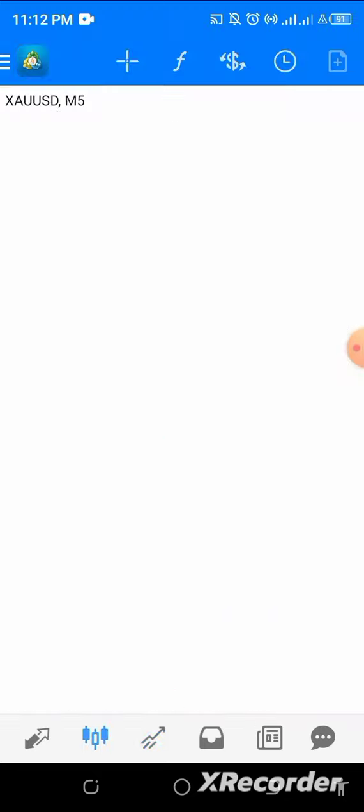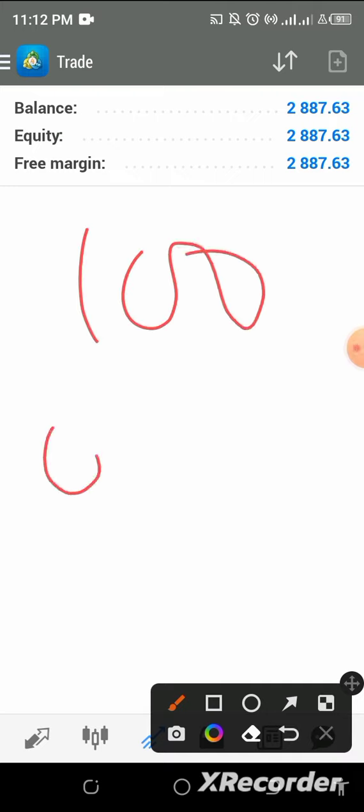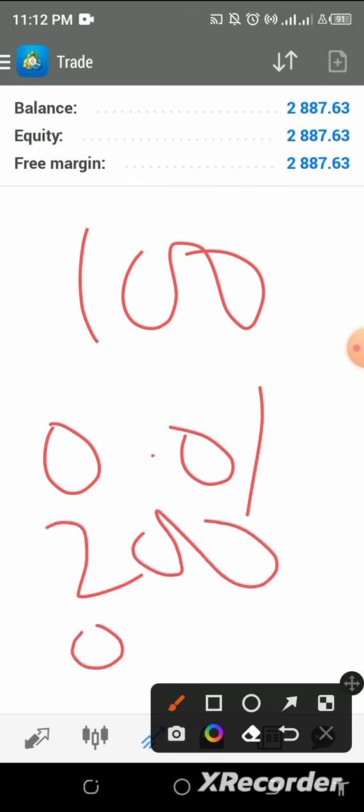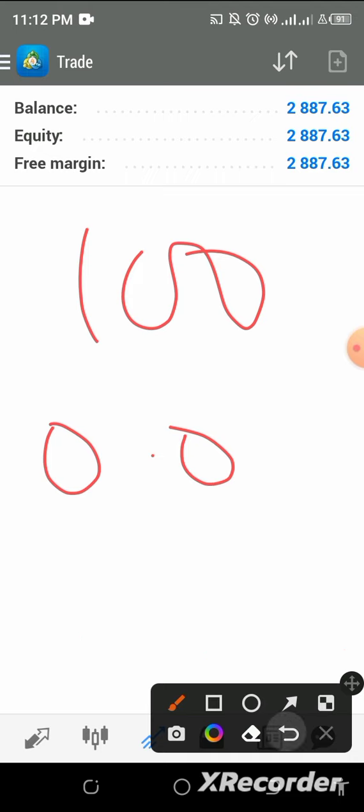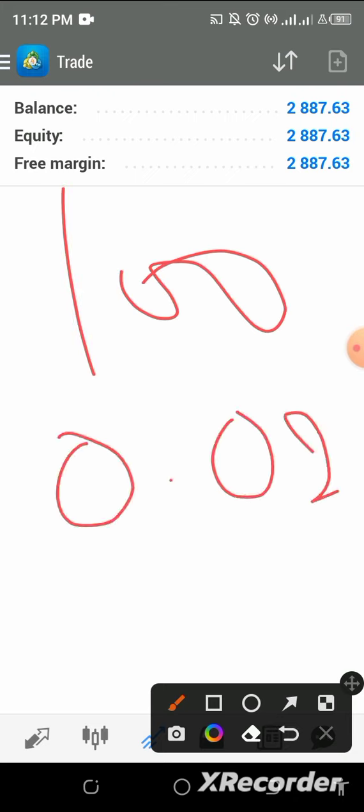The rule of Forex money management is that when you have a $100 account, that is when you can use 0.01. If you have a $200 account, that is when you can use 0.02. Now if you have a $100 account and you are using 0.02, definitely you are risking more than 1% of your account balance. So the rule says 1% of your account balance should be used to trade.